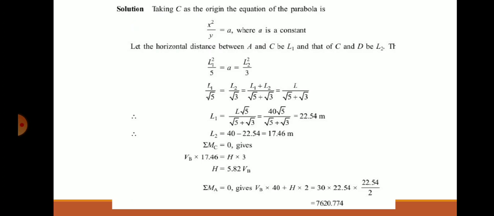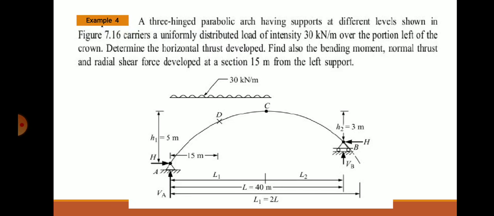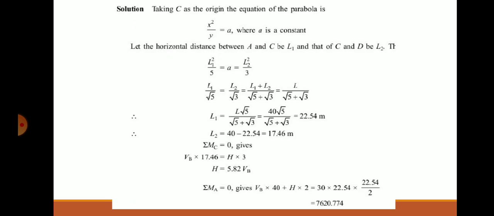Next, take moment about C point. Where is C point? Moment about the crown. Either you can consider the left side or the right side. Since on the left side there is a loading, I would prefer to go for the right side. VB into L2 is clockwise, minus H into 3 is anti-clockwise. Solving the equation you will get H is equal to 5.82 VB.